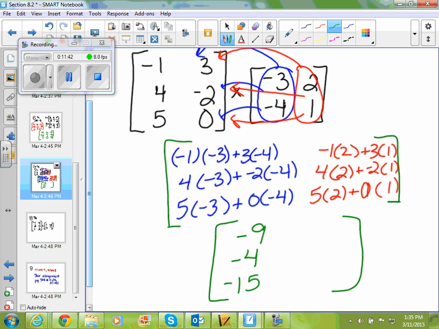Okay, then if I do the same thing over here, negative 1 times 2 is negative 2, and 3 times 1 is 3, negative 2 plus 3 is 1. 4 times 2 is 8. Negative 2 times 1 is negative 2, so 8 plus negative 2 is 6. And then 5 times 2 is 10. 0 times 1 is 0, 10 plus 0 is 10. Does that make sense?